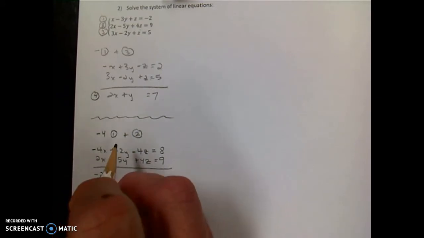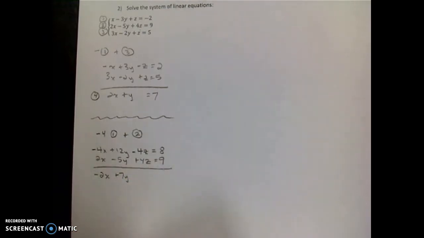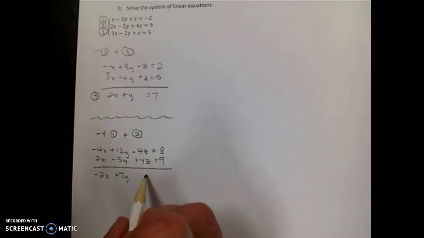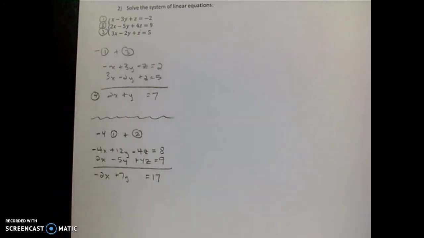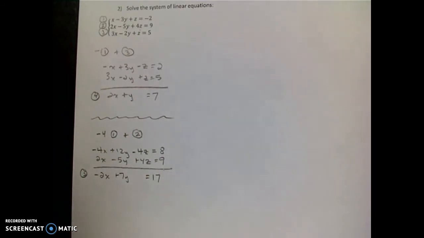-2x. 12y minus 5y is 7y. -4z and positive 4z, that's going to equal 0. 8 plus 9 is 17. I now have my second equation in two variables. I'm going to label that equation 5.